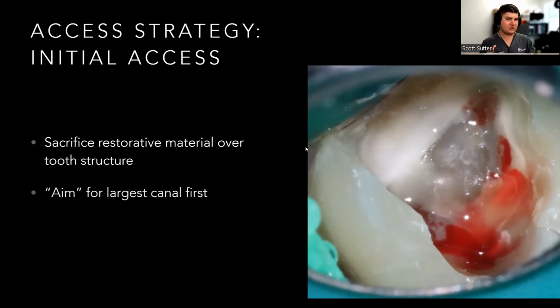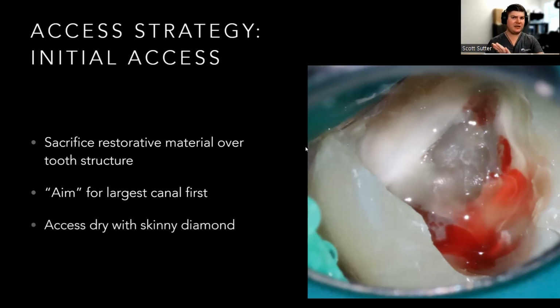The way they teach you is to aim for the largest canal, which is usually the palatal on one of these or the distal. I'm weird. I like going for the MB1 first. I don't know why. Once again, this is like a grandma's cherry pie. I like going for MB1. That's usually the one that I am aiming for, but it's usually easiest to find the largest canal, which is either going to be a distal on the lowers or the palatal on the upper, but try to find that one first. In a case like this that's bleeding, it's pretty easy to see where they're coming from.